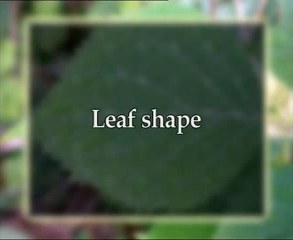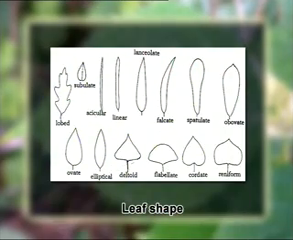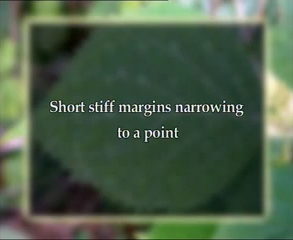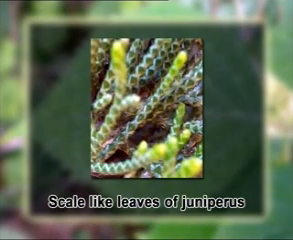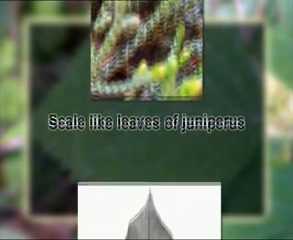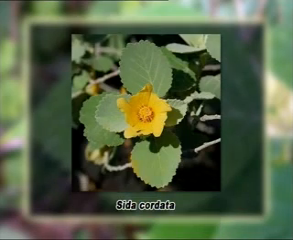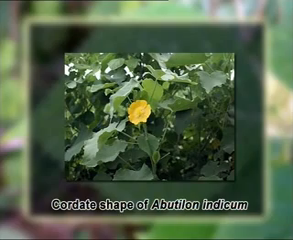Now leaf shape. On the basis of shape of lamina, leaves are of many types, like awl-shaped, that's tapering to a slender stiff point, short stiff margins, narrowing to a point as in single seed juniper. Cordate, that's heart-shaped with a sinus and rounded lobes at the base and ovate in general outline. For example, Cedrela cordata, Abutilon indicum, etc.